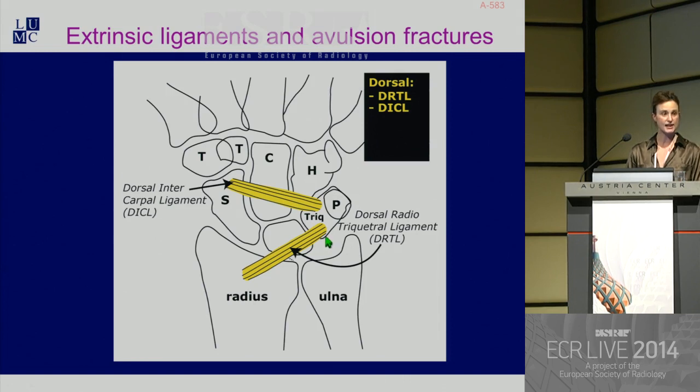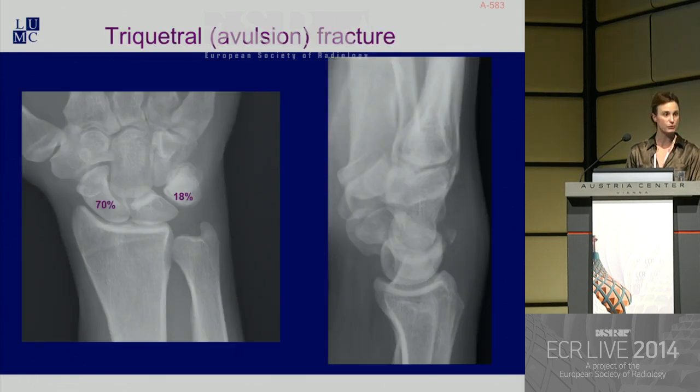So you can understand that when we have a twisting trauma of the wrist, there could be an avulsion fracture at the dorsum of the triquetrum, and this is the explanation for the dorsal tip fracture of the triquetrum, which is the second most common fracture at the level of the carpus. It's seen on the lateral view as an avulsion fragment at the level of the triquetrum.